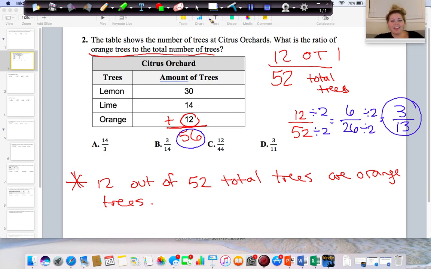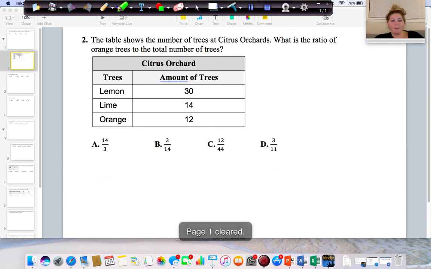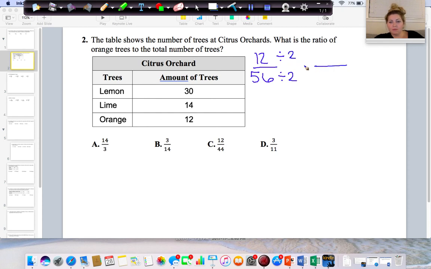Okay, so let's try this again. I'm just going to erase it all. All right, so 12 over 56, and my answer would be 12 out of 56 trees are orange trees. So sorry about that. 12 over 56 I would accept as an acceptable answer. But you can also reduce it.